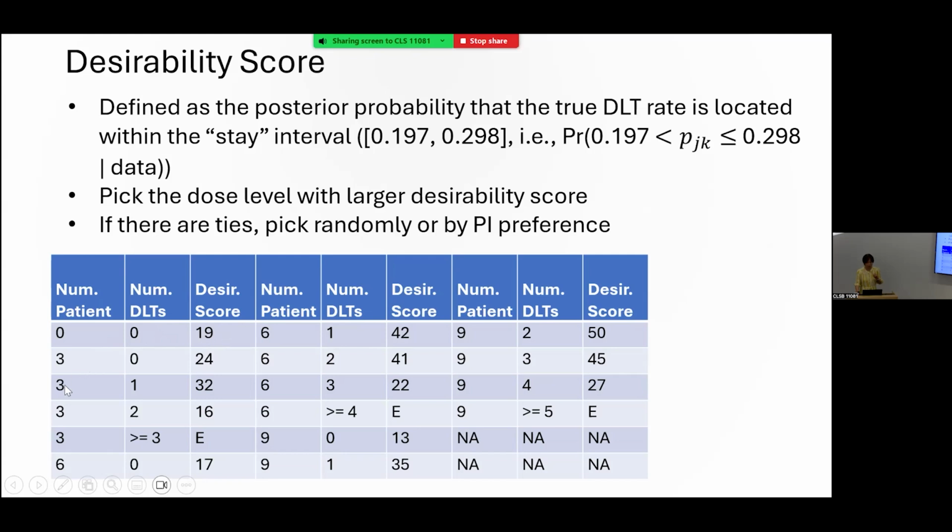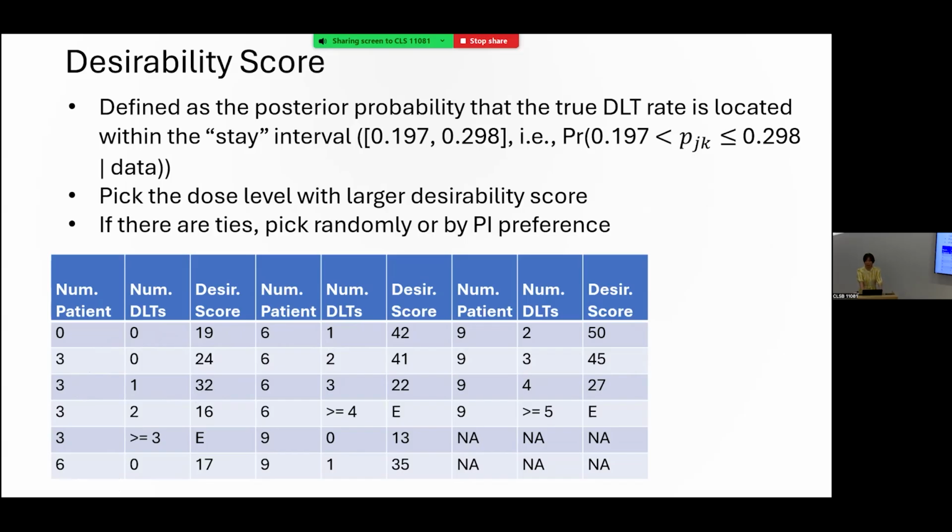So for example, if 3 patients and 1 DLT, the desirability score is 32. So we want to pick the dose level with larger desirability score. If there are ties, we pick randomly or by PI preference. But still, here is just the rule.